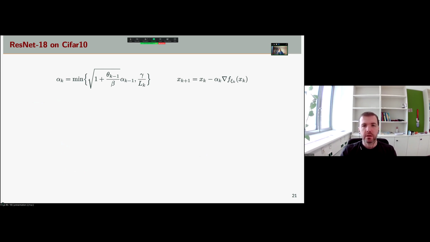And so we test this algorithm compared with the state of the art, at least the state of the art a few years back, on ResNet on the CIFAR dataset.